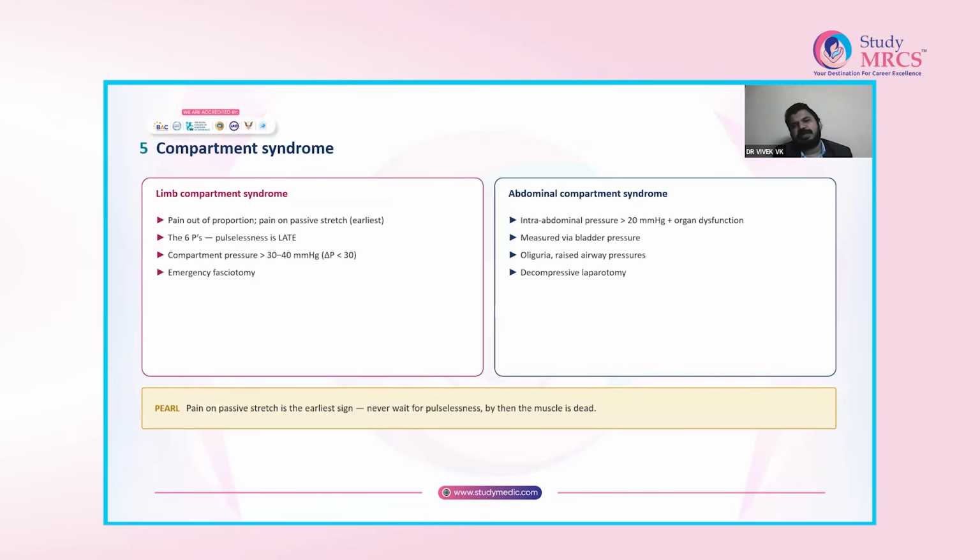So what could be the treatment? You can consider the decompressive laparotomy. So the key point is the pain on passive stretch is the earliest sign of compartment syndrome involving the limb. Never wait for pulselessness. By that time, the muscle may be dead.